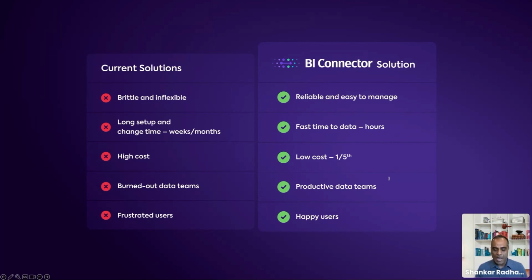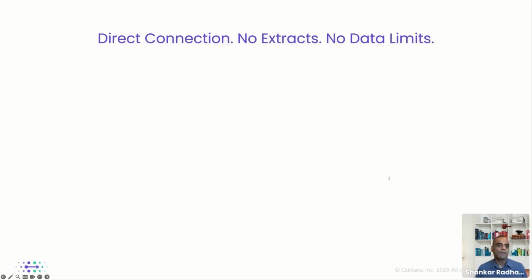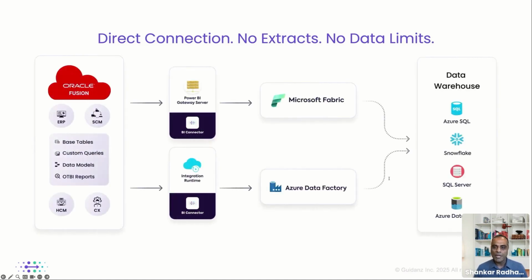Now, what makes BI Connector different? Of course, we started with the connectivity. You don't need to deal with extracts anymore. You can connect directly from Fabric or Azure Data Factory to Fusion. You can tap into the base tables, or you can write your own custom queries from within BI Connector, or reuse BI Publisher data models and OTBI reports.